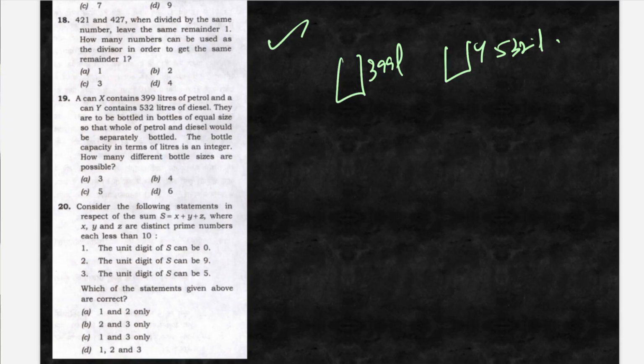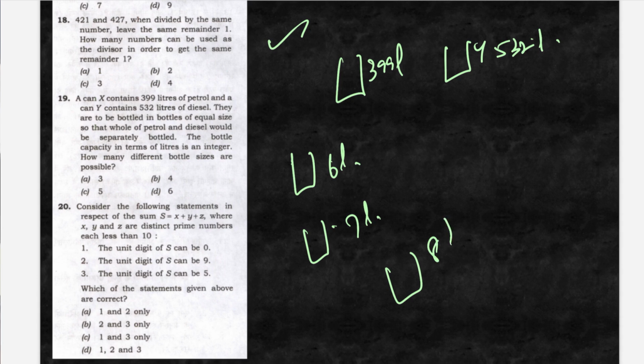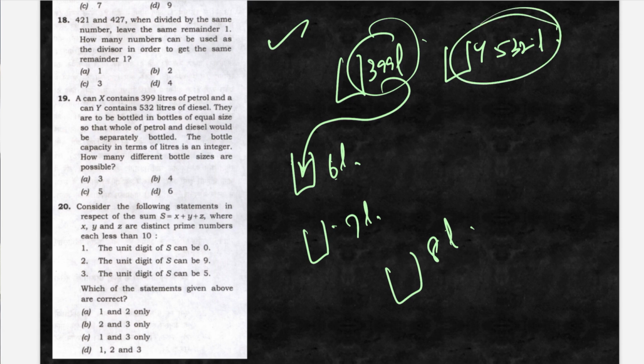It means that you can take a bottle of, let's say, 6 liters, a next bottle of say 7 liters, next bottle of say 8 liters. So all 399 liters should be perfectly filled in multiples of 6 liter bottles, and the same 6 liter bottle you should also use to fill the 532 liters of diesel. I'm not saying 6 is the correct answer, I'm giving you an example to think. So basically you have to find which are the factors of 399, which are the factors of 532, and find all the common factors. This is the idea, but I don't think I can manually do this.